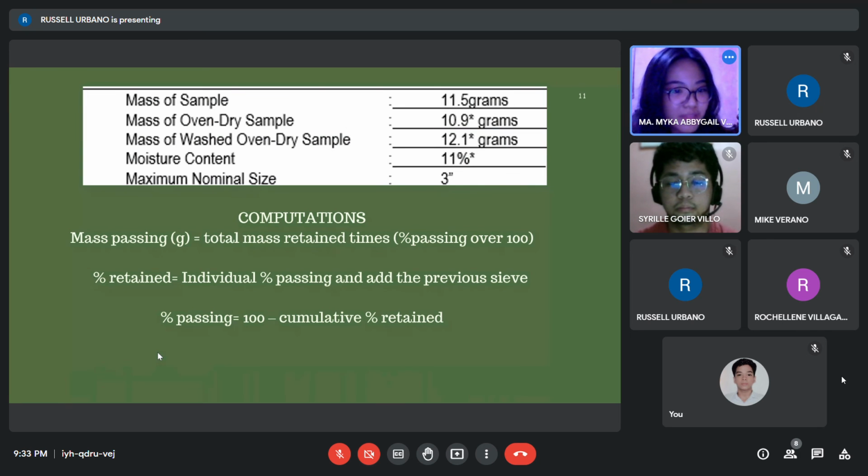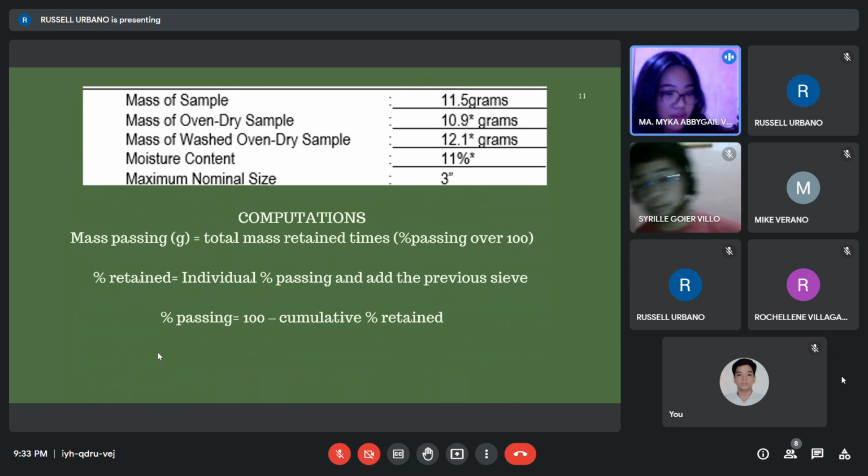The mass sample, which I said earlier, is 11.5 grams. The mass oven dry sample, we assume to be 10.9 grams. The mass washed oven dry sample, we assume to be 12.5 grams. The moisture content, we assume to be 11%. The maximum nominal size is 3 inches. Next.